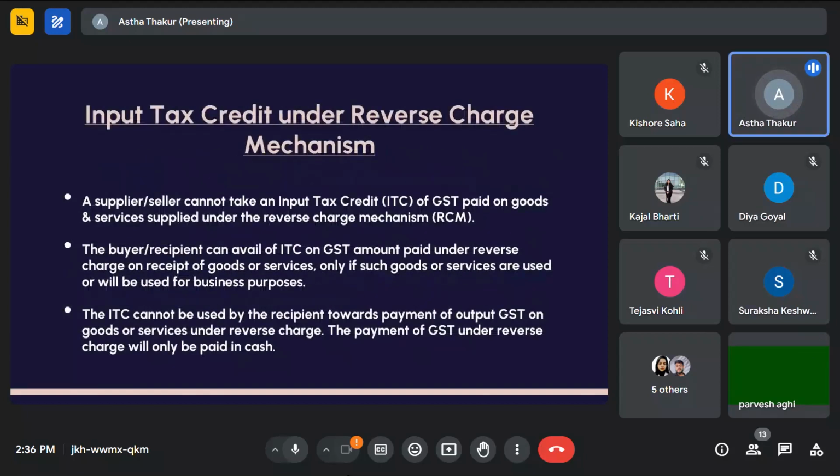Now talking about the input tax credit under reverse charge mechanism. In this case, the service recipient can avail input tax credit on the tax amount that is paid under the reverse charge on goods and services. The only condition is that the goods and services are used or will be used for business purposes only. If the composite dealer falls under the reverse charge mechanism, then the dealer is ineligible to claim the credit of the tax paid. The tax will be paid at the normal applicable rates and not at the composition rates.